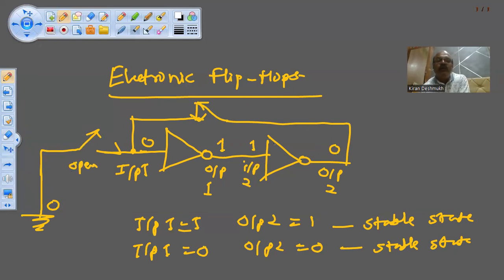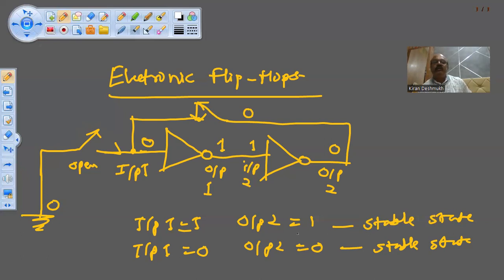So even if I open it, this output 2 is 0, and this is given back to the input 1. So the input 1 remains at 0. Even if I disconnect the input switch, the input is remaining 0 because the output is getting connected to the input. So output 2 will remain 0, and input 1 also will remain 0. This is another stable state.